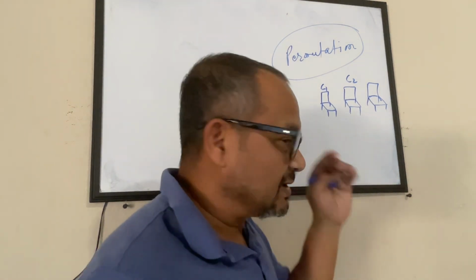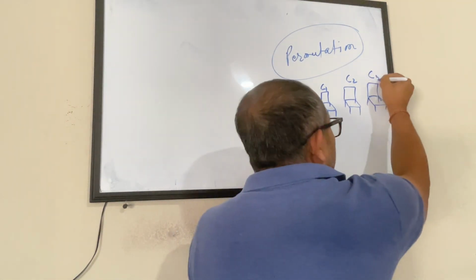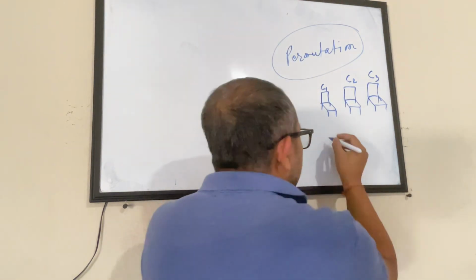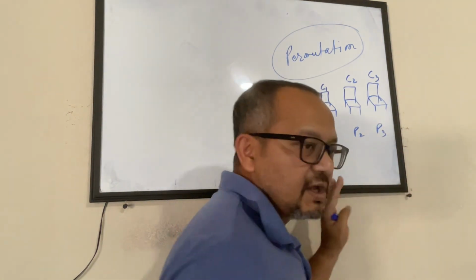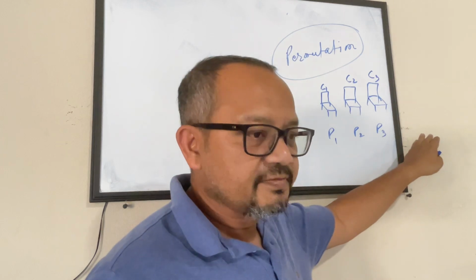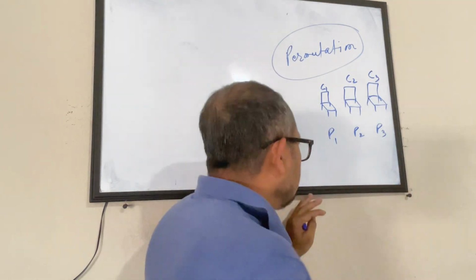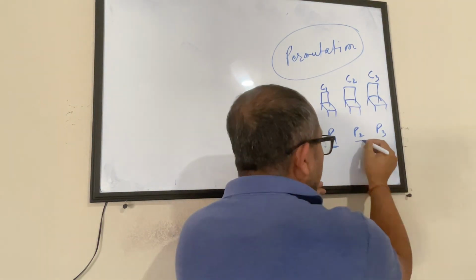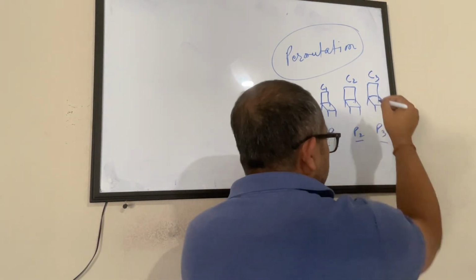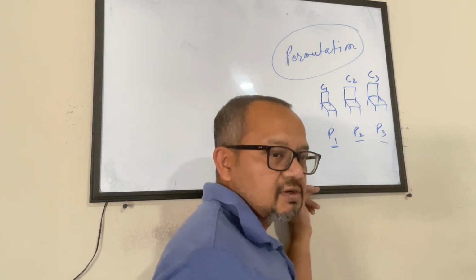There are 3 chairs. This is chair 3. And you have three people. People 1, people 2, and people 3. This is one way everybody can take a chair. Meaning I can make the first person sit on the first chair, second person on the second chair, third person on the third chair. Now, I wanted to have more fun with this.